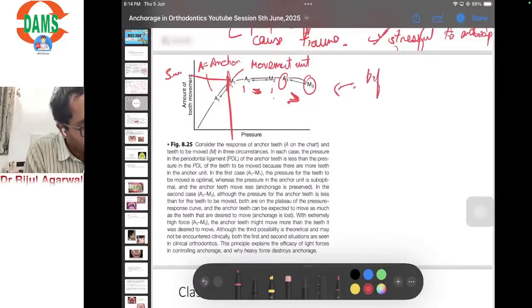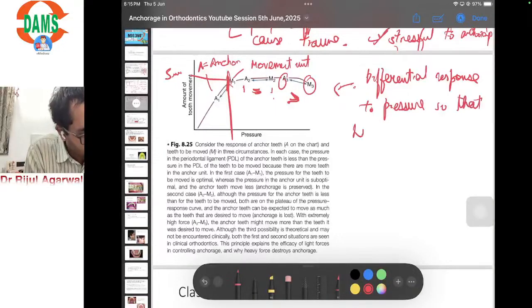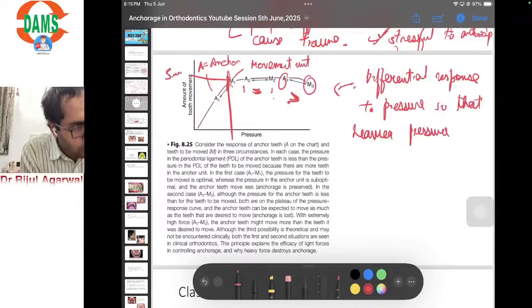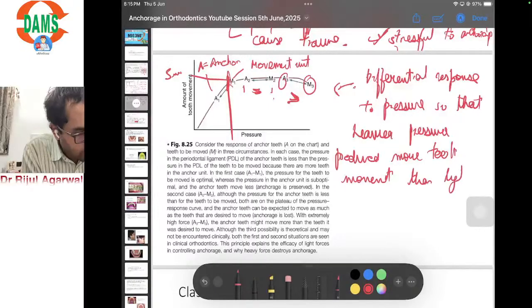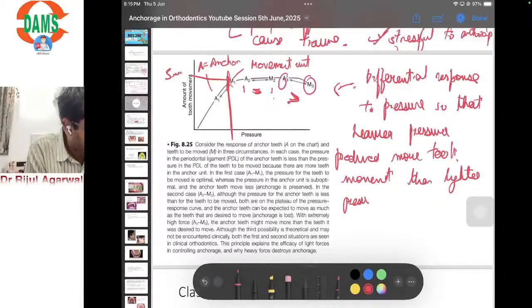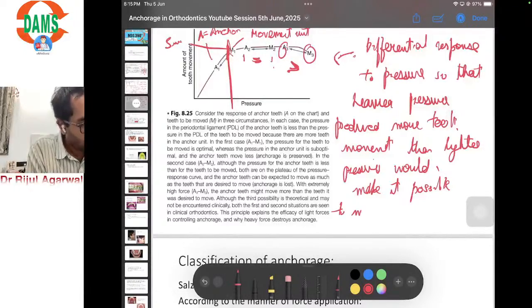So, differential response to pressure, so that heavier pressure produces more tooth movement than lighter pressure would make it possible to move some teeth more than others.